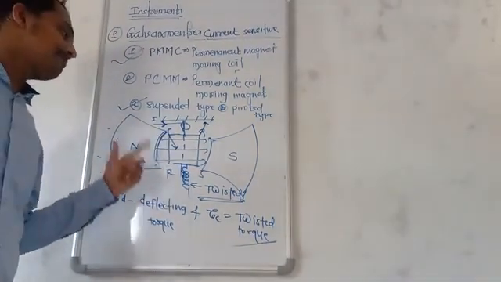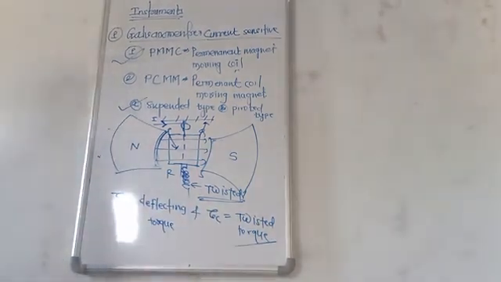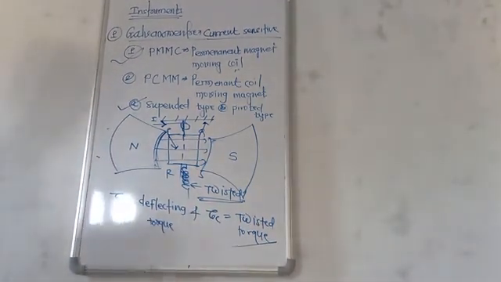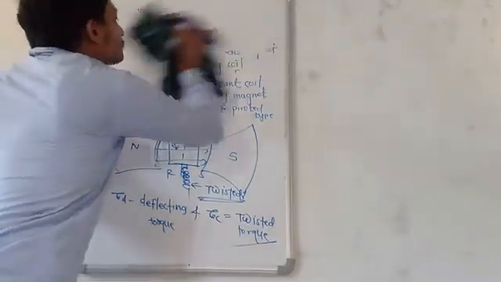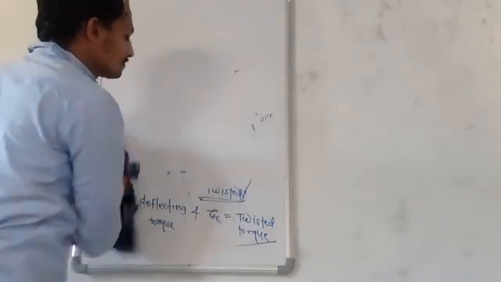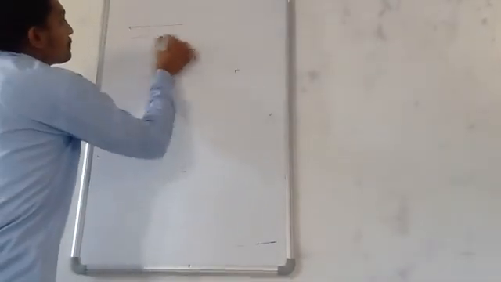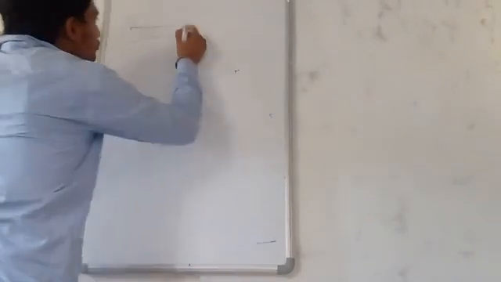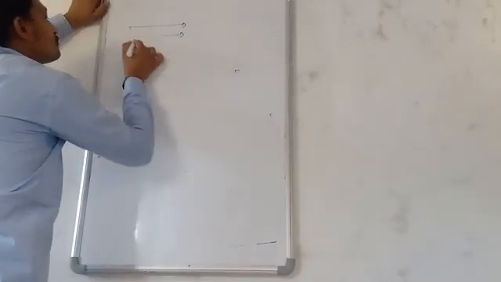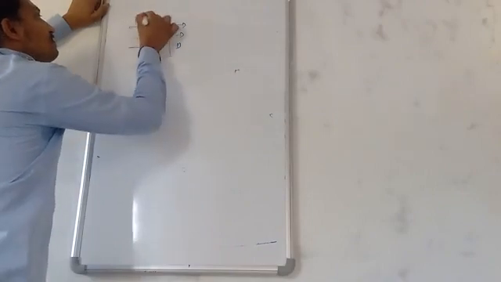After that we are going to discuss the mathematical equation of this instrument. For that, this is our coil which is put between these magnets.